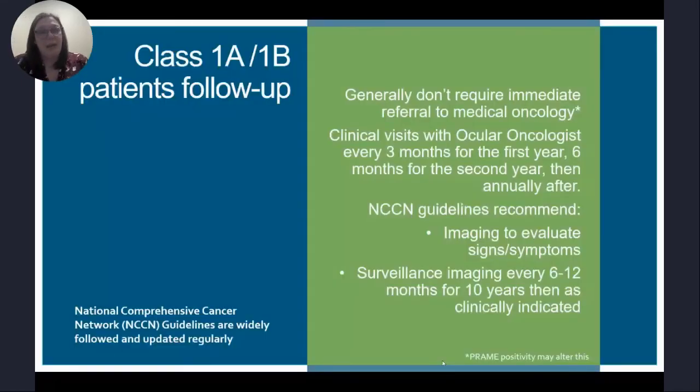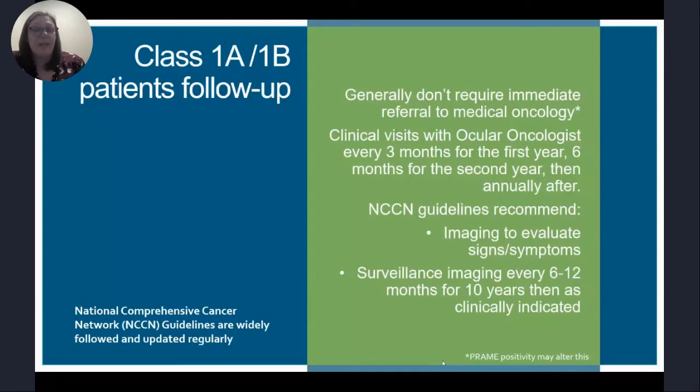Now, for class 1A patients, we generally don't immediately refer them to medical oncology unless they're PRAME positive, which increases the risk factor. We just don't know by how much, which is why we say, hey, you should probably see a medical oncologist and get some systemic imaging set up for every few months and some lab work. If a patient is 1A or 1B, we have clinical visits with the ocular oncologist every 3 months for the first year, every 6 months for the second year, then annually after that.